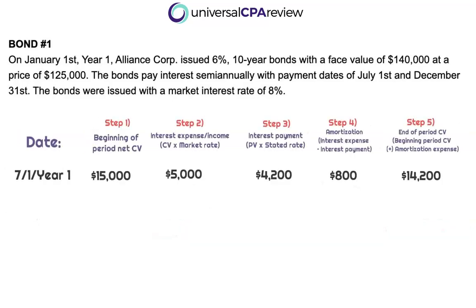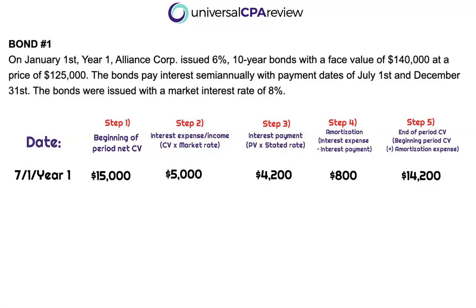They're also asking for the ending carrying value for the unamortized bond discount or bond premium. In this case, this is a discount. And the initial discount is $15,000. How do we know that? Because the bond's face value is $140,000, but the issuance price was $125,000. So $15,000 is the difference. This is the amount that is fluctuating.